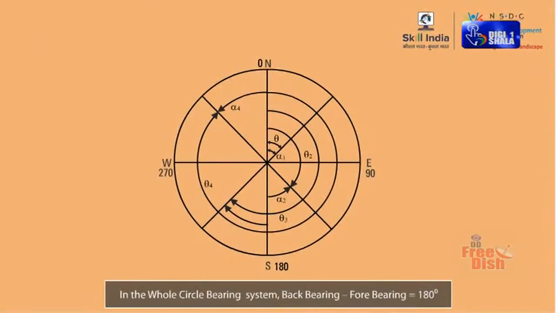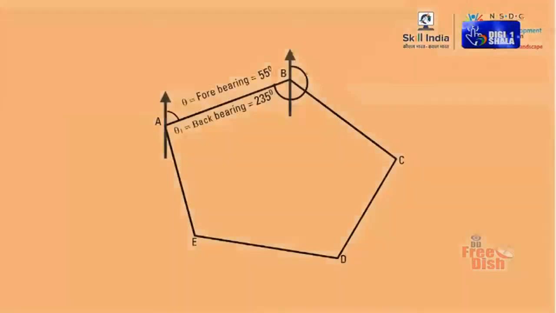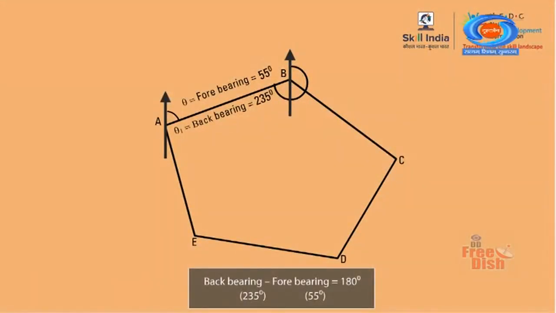Note that in the whole circle bearing system, the difference between the back bearing and forebearing must be equal to 180 degrees. So, in the example we have seen above, the forebearing of line AB is 55 degrees and the back bearing of line BA is 235 degrees, 180 degrees more than the forebearing.